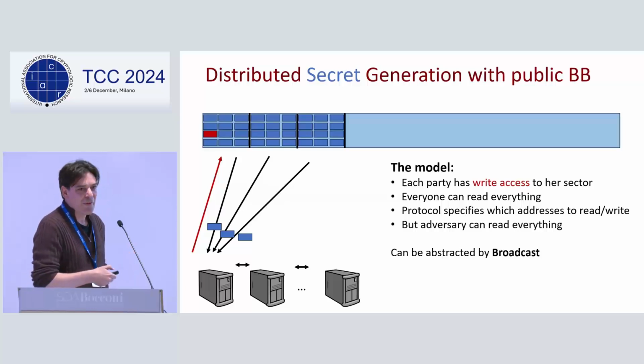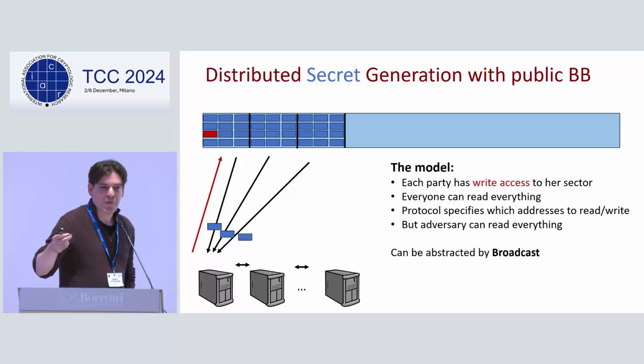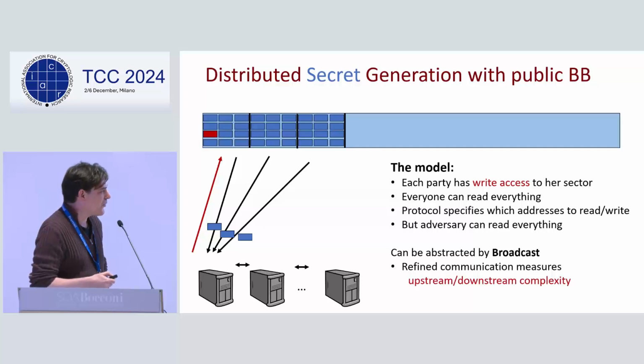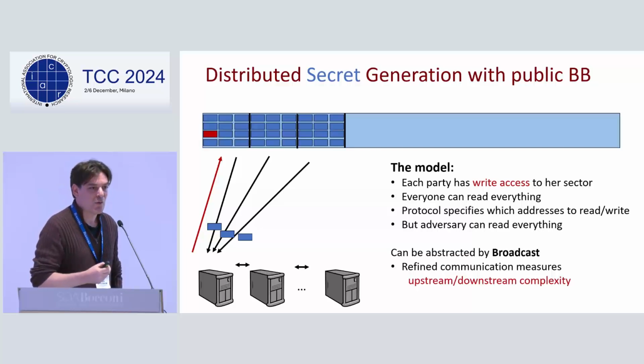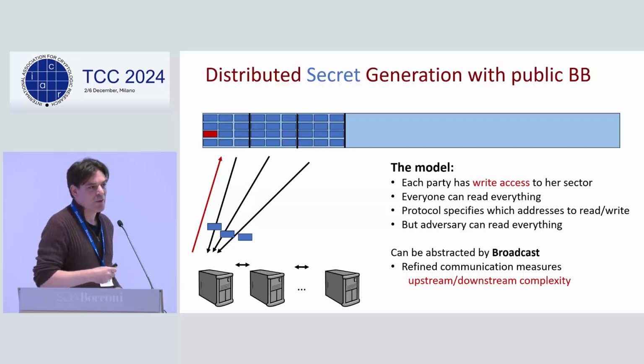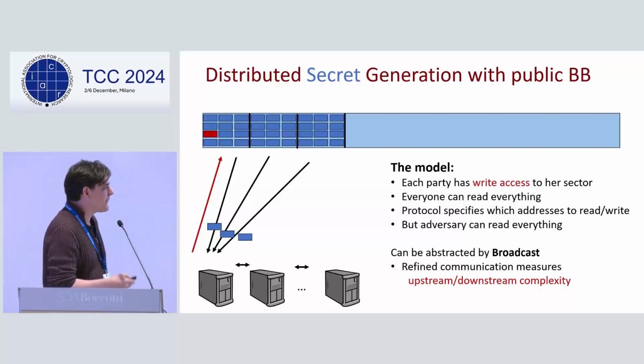And we could abstract this by a broadcast, right? Whenever you write, let's just say that you broadcast this value. But the thing is that when you use this bulletin board abstraction, you can get a more refined notion of communication complexity. So I can count the number of writes and reads, instead of just assuming that whenever I write something, everyone has to listen to it.